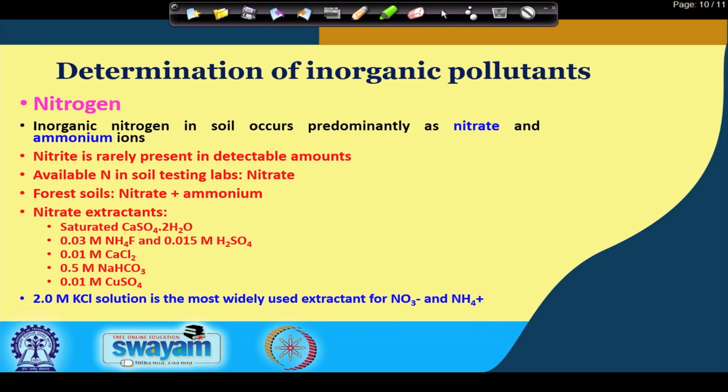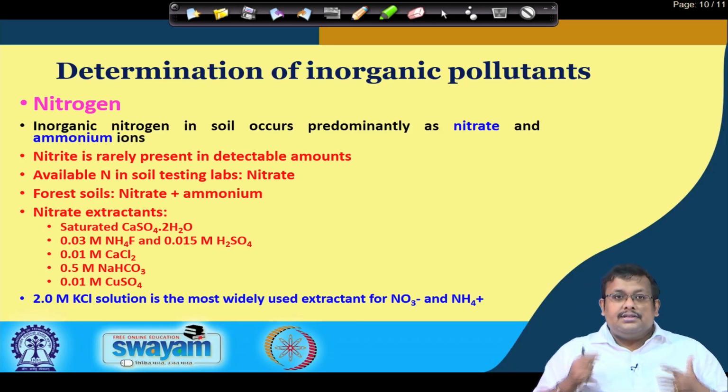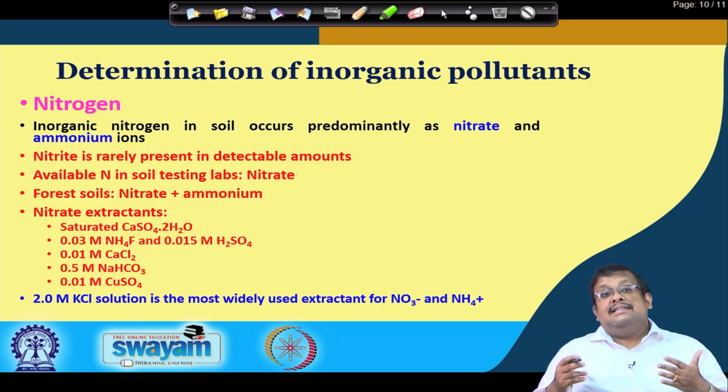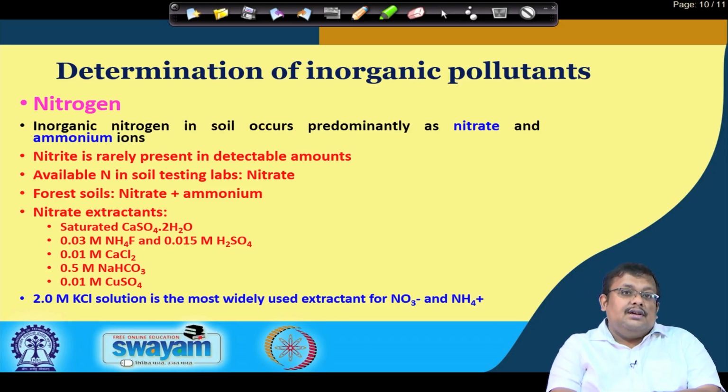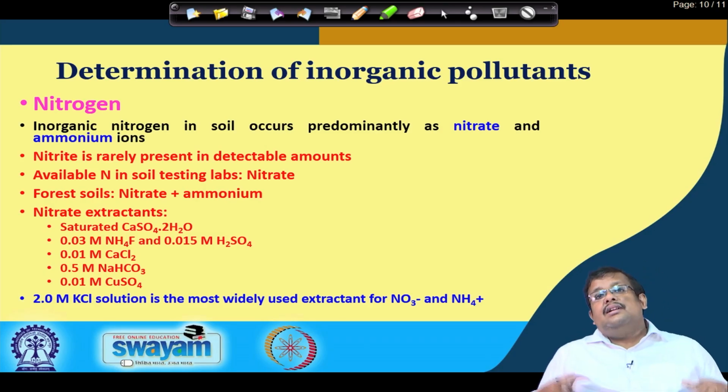We have covered the choices of techniques, the criteria for the choices of the techniques, and then sample preparation. Now, let us start the determination of different inorganic pollutants, beginning with nitrogen. Inorganic nitrogen in soil occurs predominantly as nitrate and ammonium ions. Nitrite is very rarely present in detectable quantities. Generally, in the soil, nitrate and ammonium ions are present.